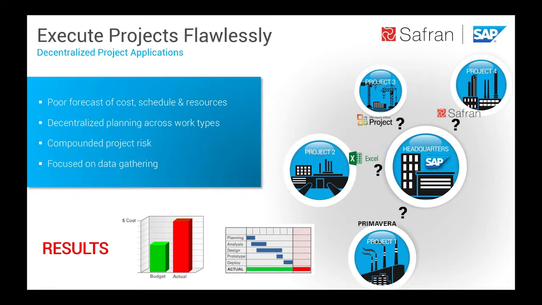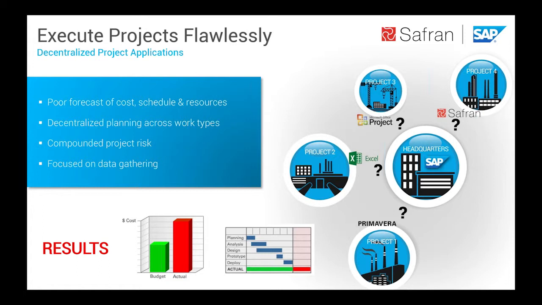Many companies today, perhaps your own, have a set of decentralized project applications. This ranges from the ERP systems, which in many cases are SAP, to a number of planning systems. You may have Safran, hopefully. You may have Primavera, you may have Microsoft Project, and of course Excel is always present in most companies. With a set of decentralized project applications like this, there's typically poor forecasting of cost, schedule, and resources. You get decentralized planning across work types, resulting in compounded project risk and focus on data gathering. And ultimately, this is a contributor to projects not achieving budget and schedule goals.